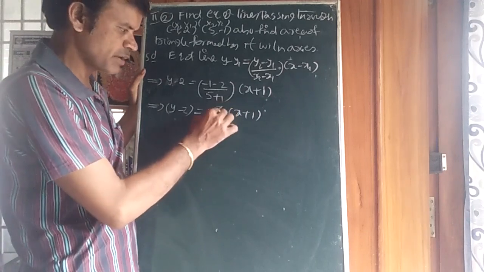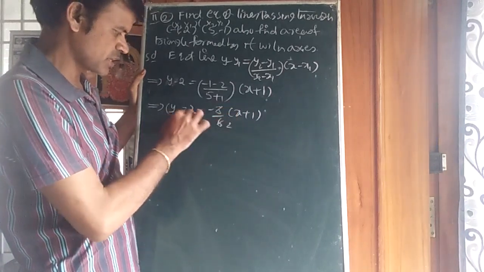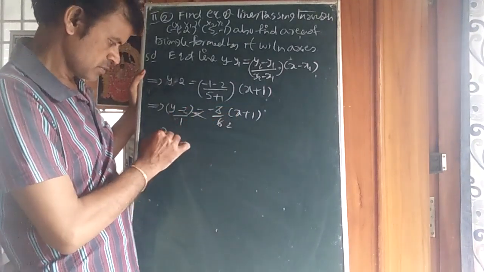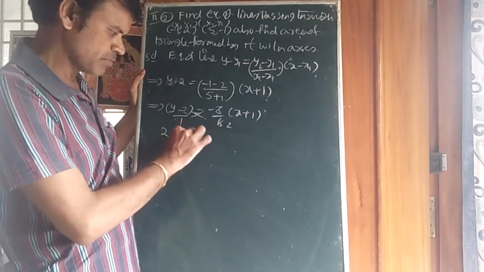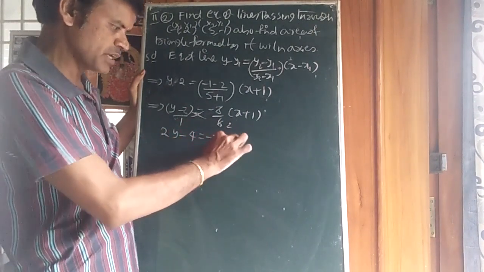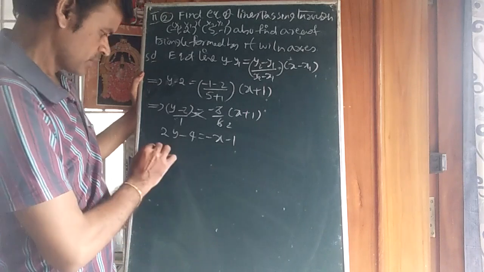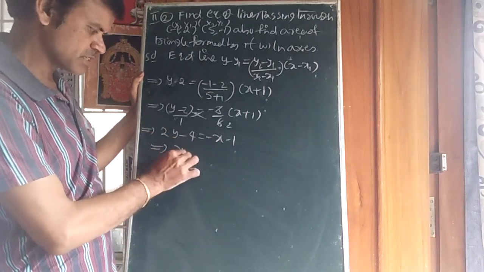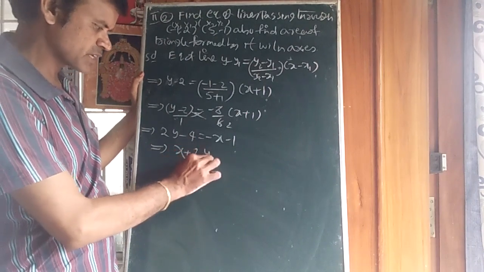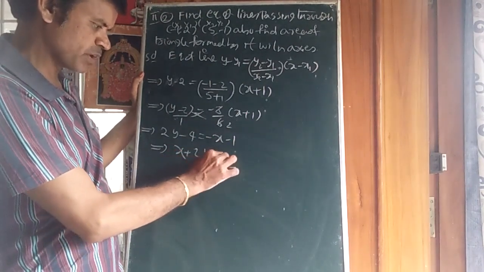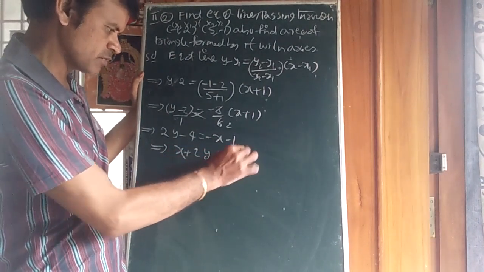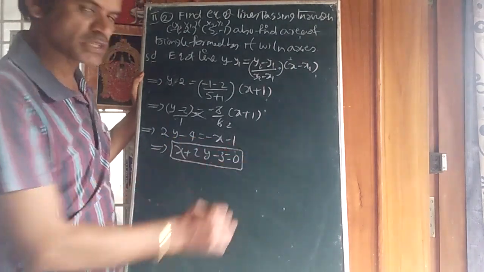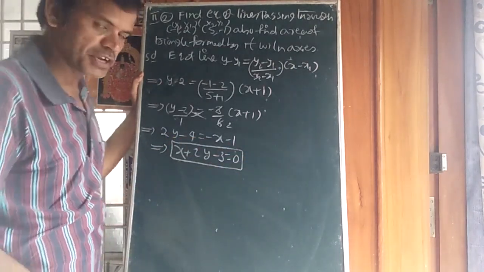Minus 3 by 6 will be, dividing here 2 times, take cross multiplication. So it becomes 2y minus 4 is equal to minus x minus 1. That implies, taking minus x to this side, it becomes x plus 2y minus 4 plus 1 becomes minus 3, equal to 0. This is the required equation of line.